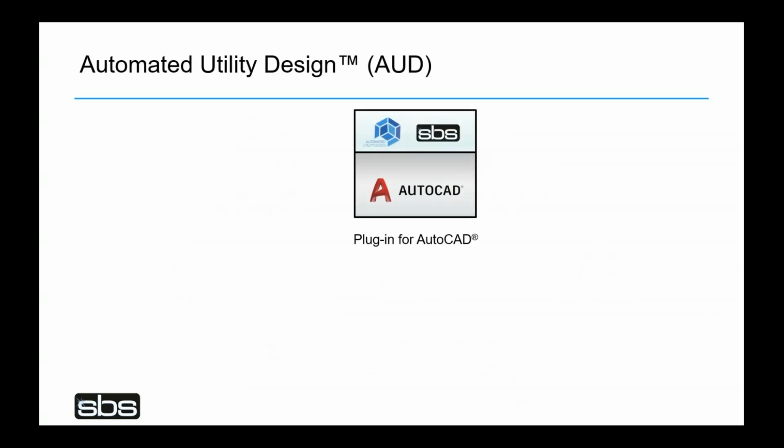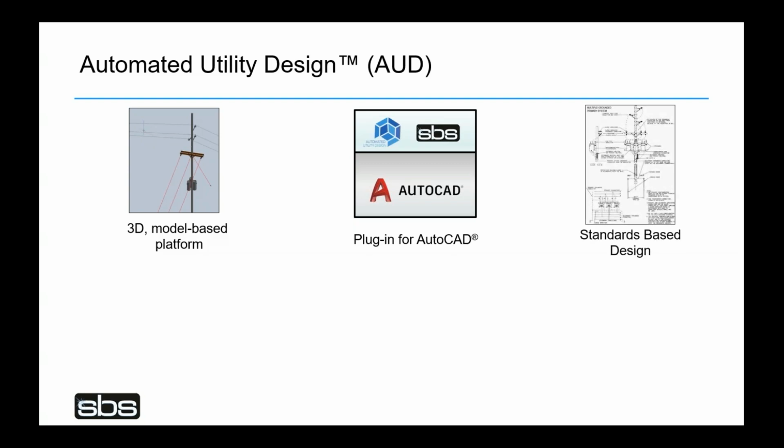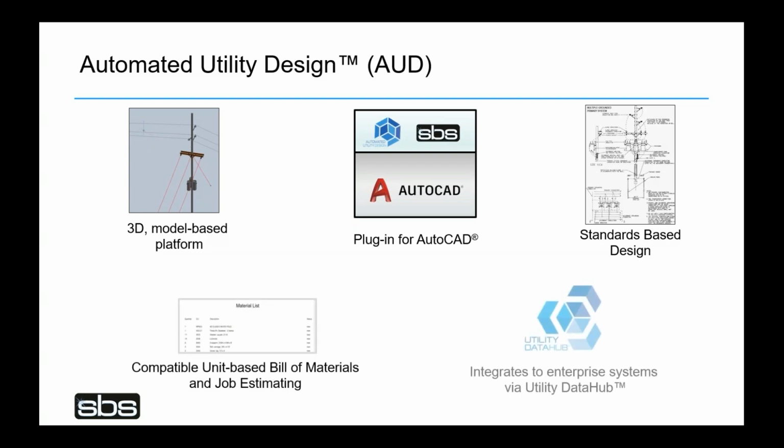Automated Utility Design, AUD, is a plug-in to AutoCAD, the Map 3D suite of products. So you get all of the functionality of AutoCAD, all the functionality of Map 3D, and then all of the functionality that we add into the mix with Automated Utility Design. It is 3D, even though you draw in 2D; it attempts to auto-generate your 3D models behind the scenes for you. It's also standards-based, so we can do validations on your design process, as well as generating analysis, bill of materials, and job estimating.